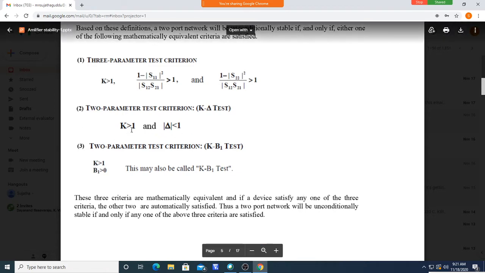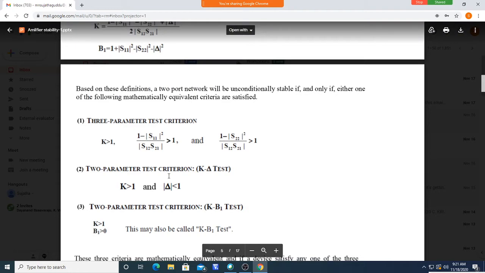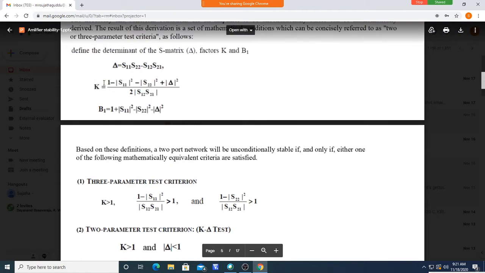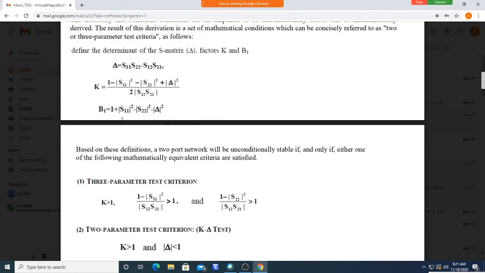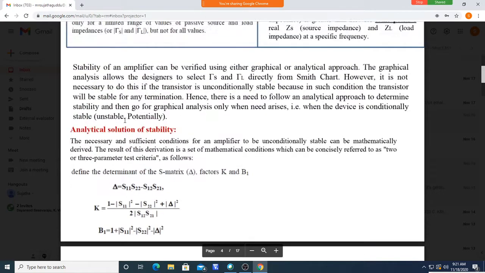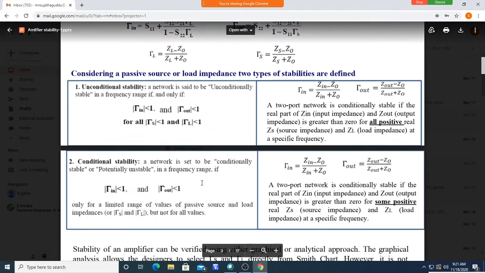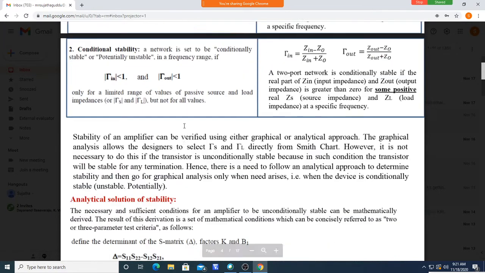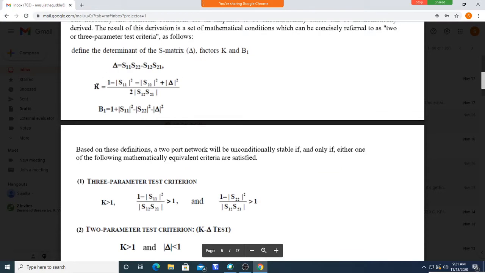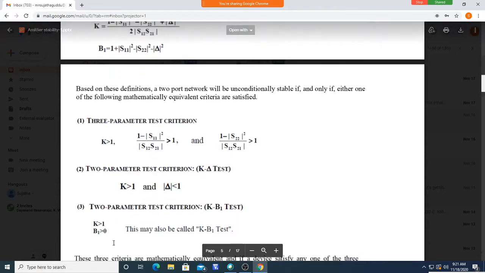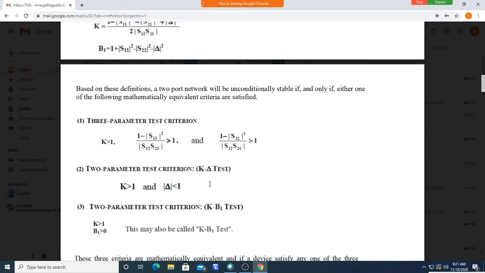But if k is lesser than 1, see, you will be doing the calculation here. If the k value is lesser than 1, that is called conditionally stable. It is not unconditionally stable. See here, I said two types: unconditionally stable and conditionally stable. Unconditionally stable means k and delta, any one of these should satisfy: k greater than 1 and delta less than 1. If the system satisfies this, it is unconditionally stable.